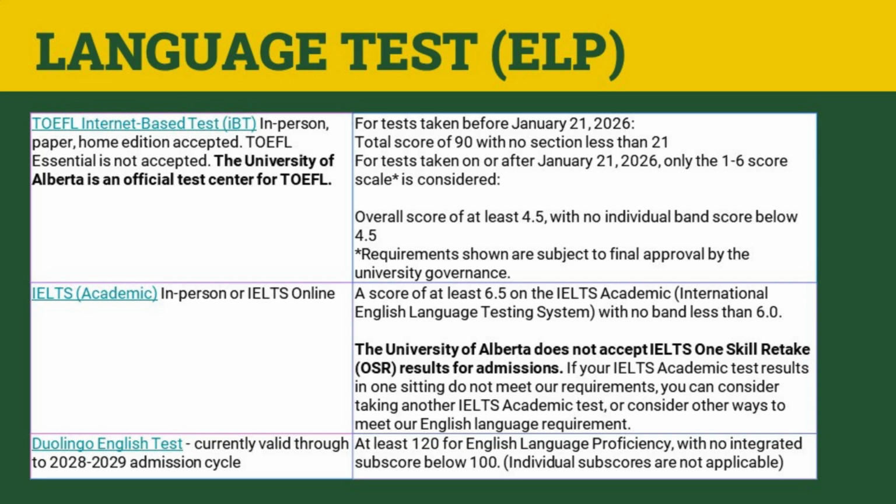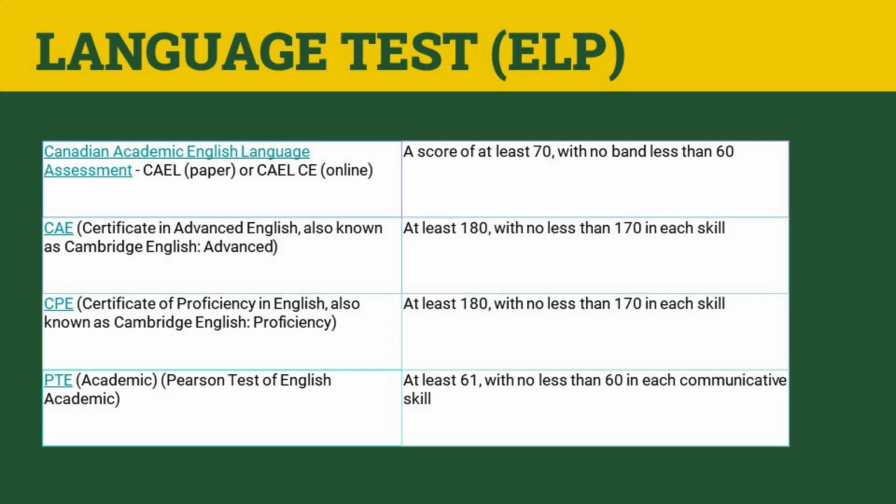I know this is a question I get asked all the time, and yes, we do accept it. It is currently valid until 2028, 2029, and we do accept Duolingo English test scores for admission to the University of Alberta. It's very exciting. Some other kind of language tests that we do also have are obviously KL, K, CPE, PTE, many different types.